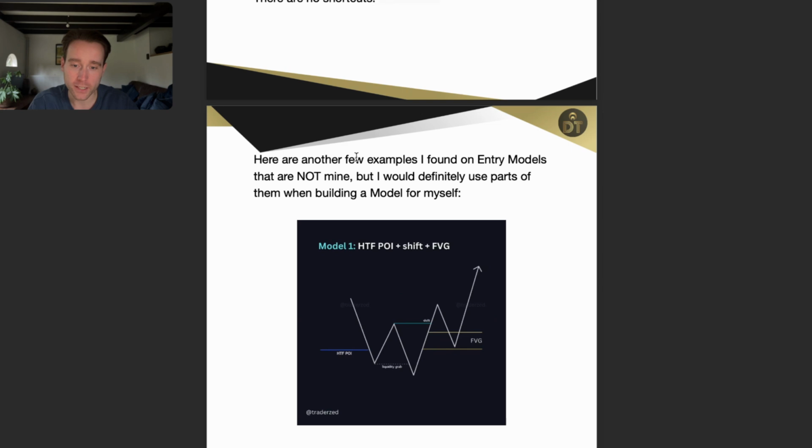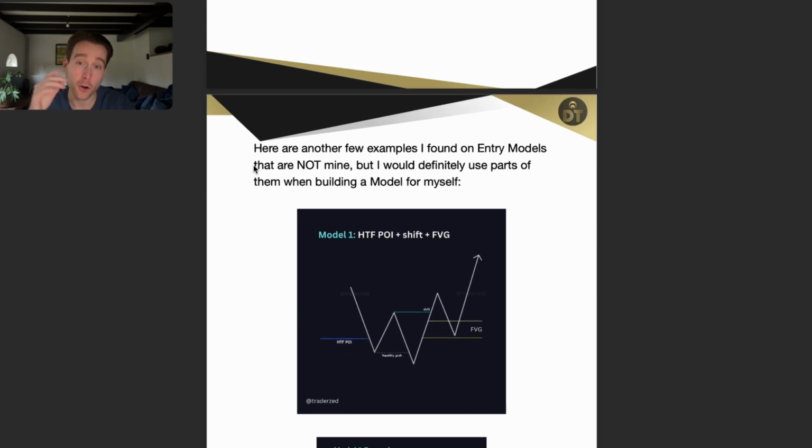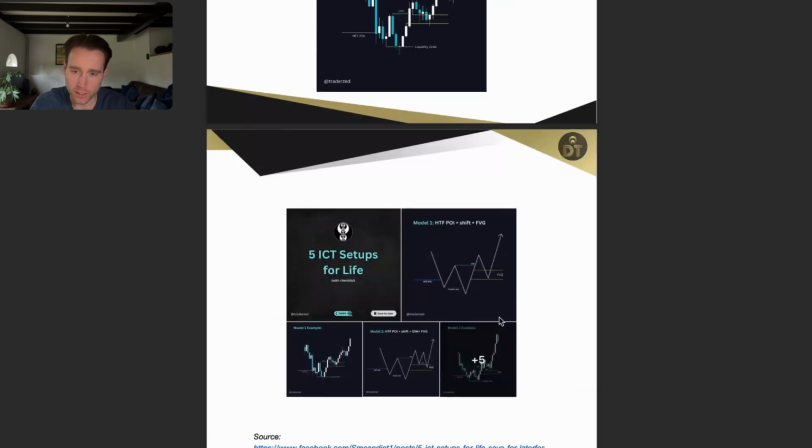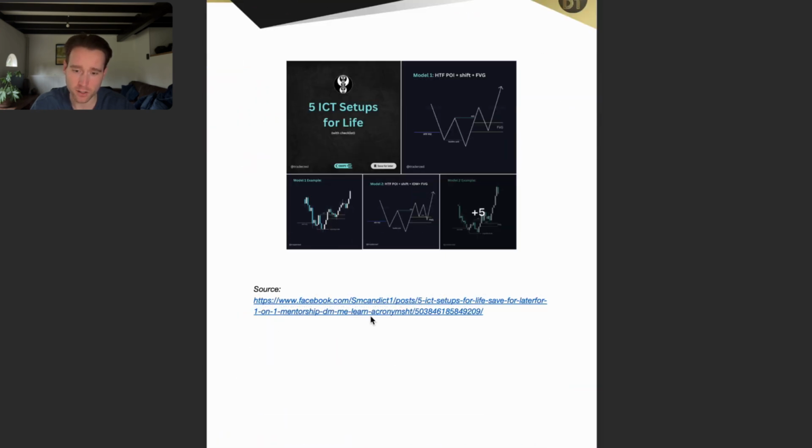Here are another few examples I found on entry models that are not mine. I will leave the source to this as well in this video. But I would definitely use parts of them when building a model for myself. So all these schematics, pretty nice. Little source here, some Facebook, SMC, and ICT. Perfect. Well done. I love it. Thanks for providing value to the industry. And now I can look at, hey, I like this and this part of this person's model. And maybe I can use that to build my own.